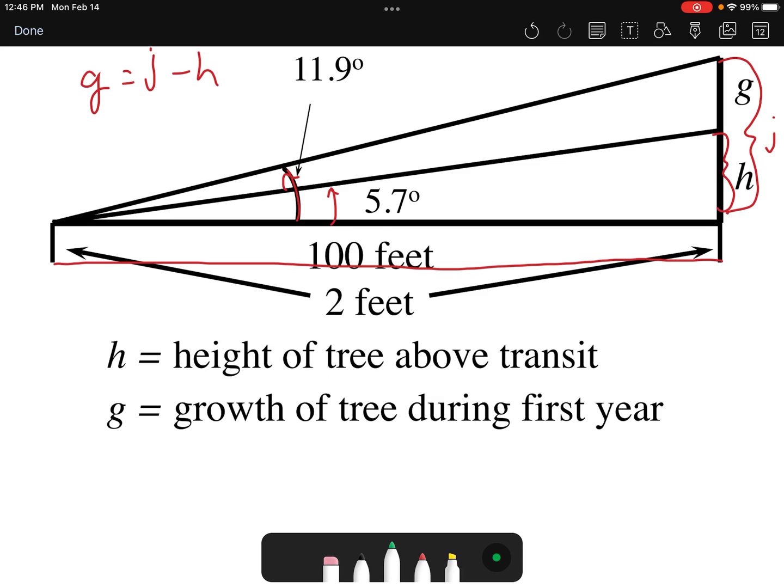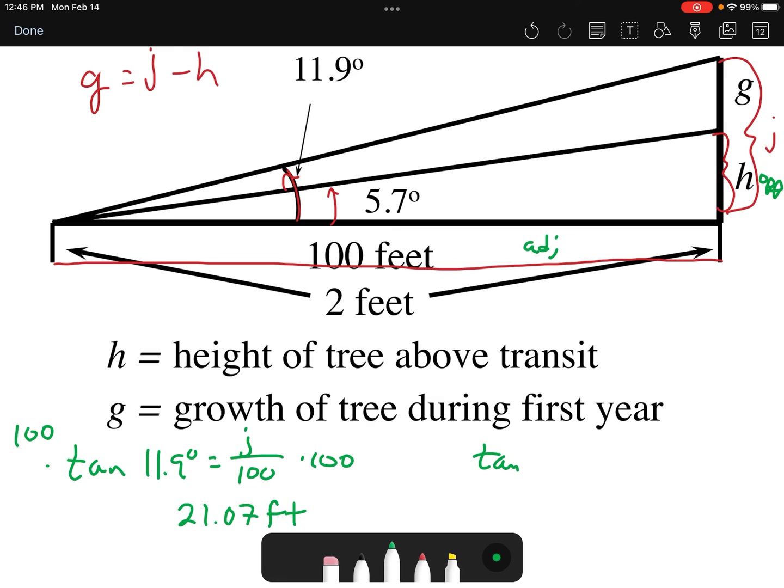So let's look at this then. Would this also be tangent? I believe it is. This is opposite and adjacent again. So the tangent of 11.9 degrees equals J over 100. So multiply by 100. So 100 tangent 11.9 is about 21.07 feet. And then the tangent of 5.7 degrees equals H over 100. Multiply by 100. 100 tangent 5.7 is about 9.98 feet.